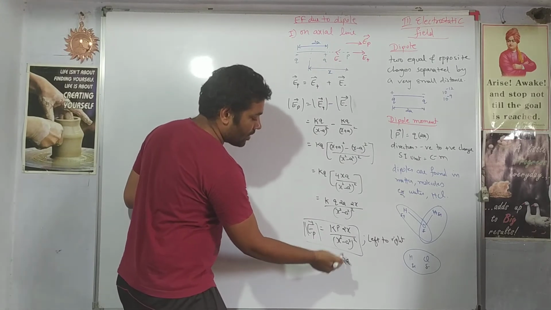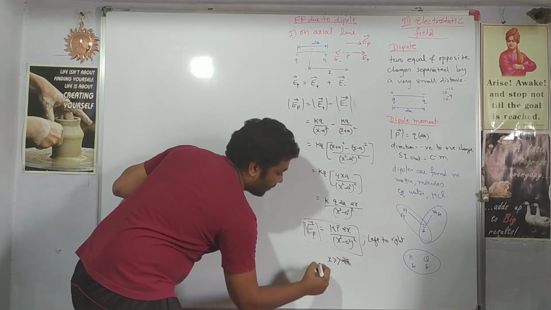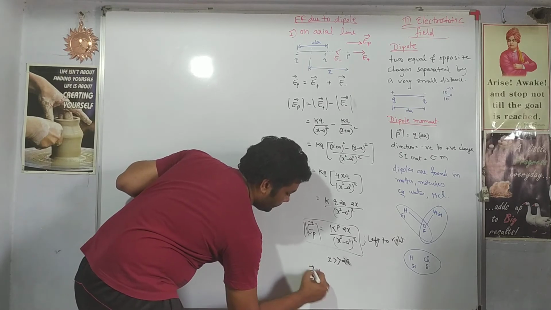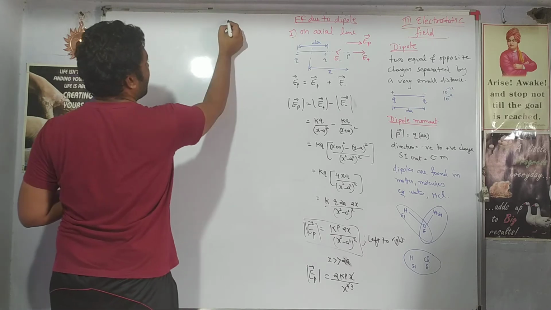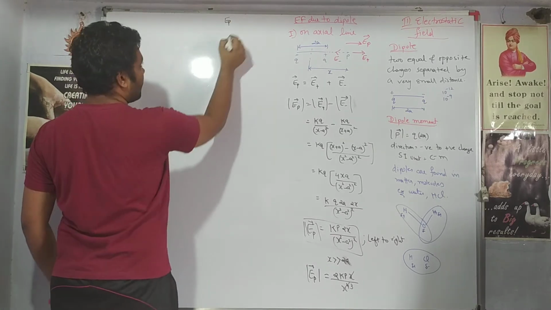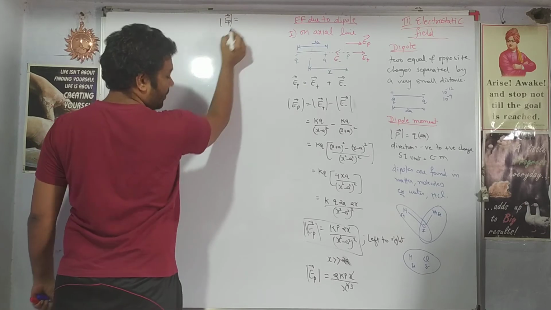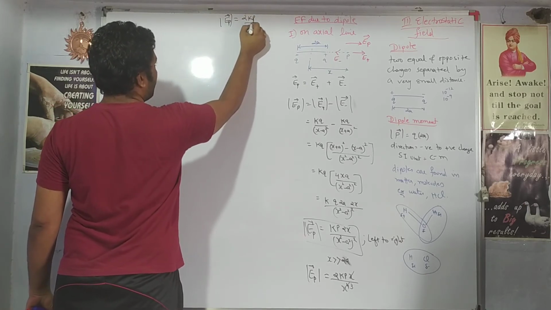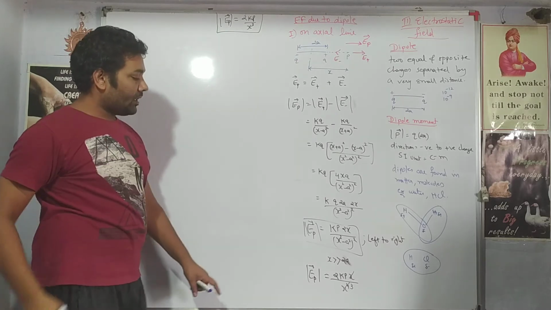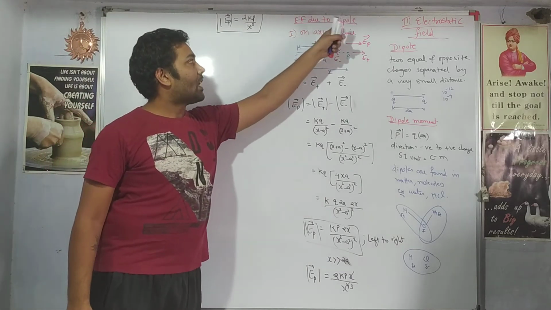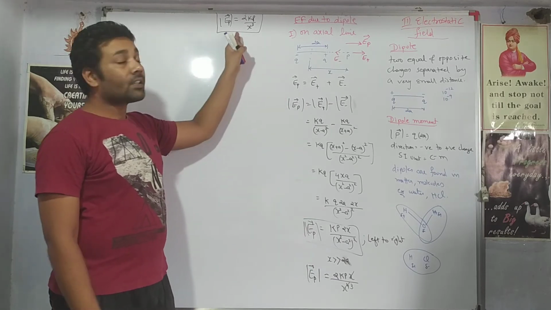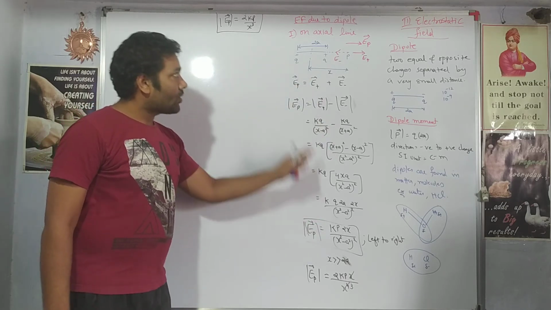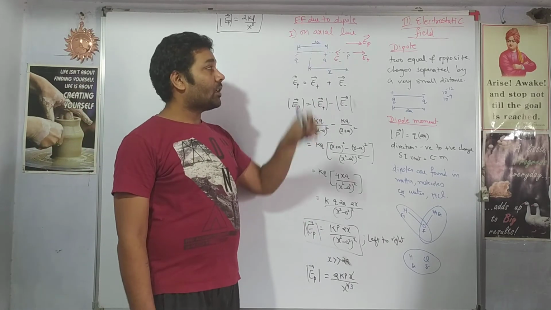So putting this assumption, the equation can be written as 2kpx upon x to the power 4. So the electric field at point P is given by 2kp by x cube. This is the more simplified equation for the electric field due to a dipole on the axial line. The earlier one is the absolute equation, and with the assumption we get this equation. So this is the derivation of the electric field due to a dipole on the axial line.